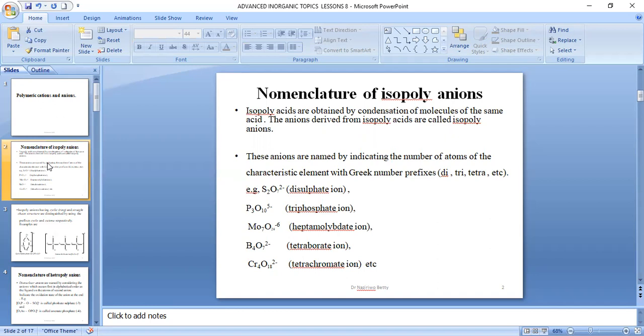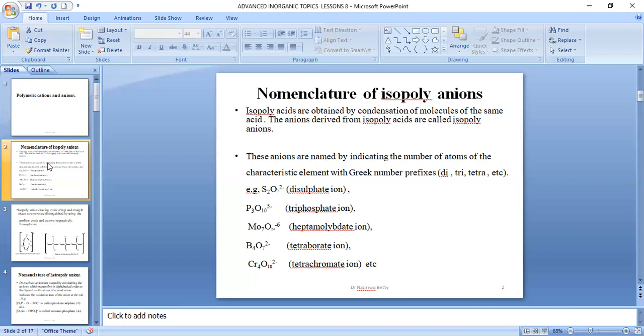An example is S2O7 2-. This one is called a disulfate ion. Di means 2 sulfur atoms. Then P3O10 5-. This is a triphosphate ion. We have 3 phosphorus atoms.